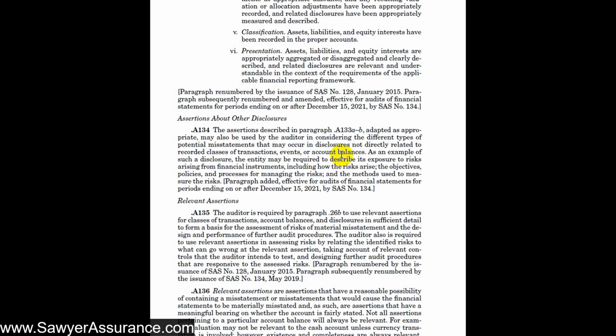So for example, such a disclosure might be that the entity is required to describe its exposure to risks arising from financial instruments, and so the objectives, policies, and process for managing the risk and the methods used to measure the risk. Those might not be financial statement accounts or line items on the balance sheet or an income statement, but the entity still has to disclose those. So we have to assess the risk that they might not disclose them correctly.